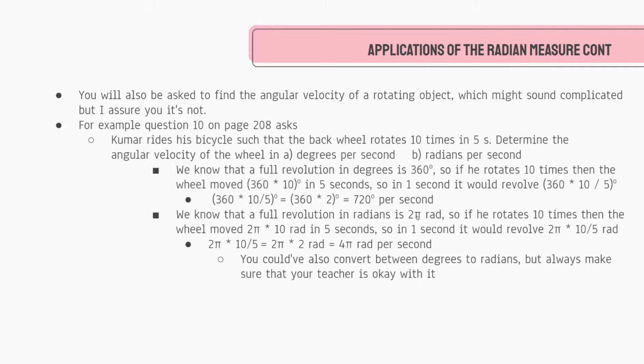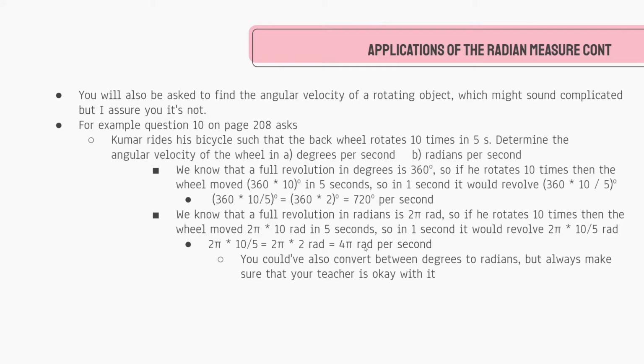For the radians portion, we could do the exact same procedure. Just plug in the radians. So again, 1 full revolution is 2 pi rad. So if he rotates 10 times, then it has moved 2 pi times 10 radians in 5 seconds. So in 1 second, we again divide by 5. We get 2 pi times 10 divided by 5 radians, which again could simplify to 2. So we get 2 pi times 2, which is equal to 4 pi rad per second.